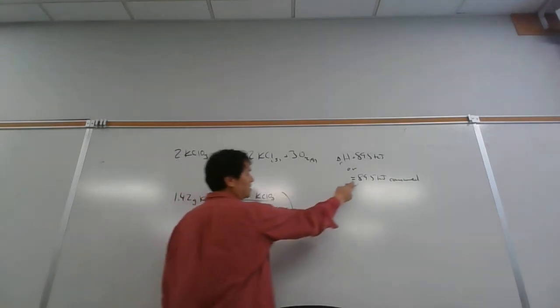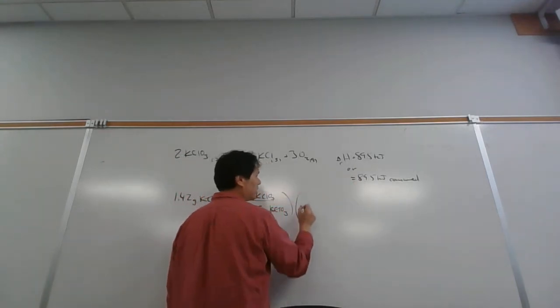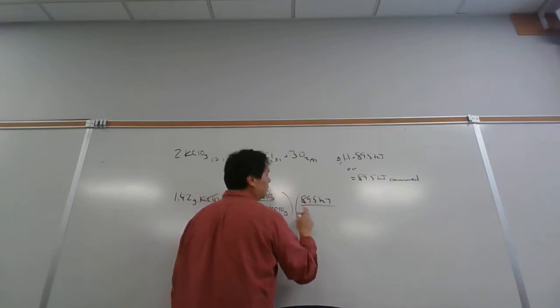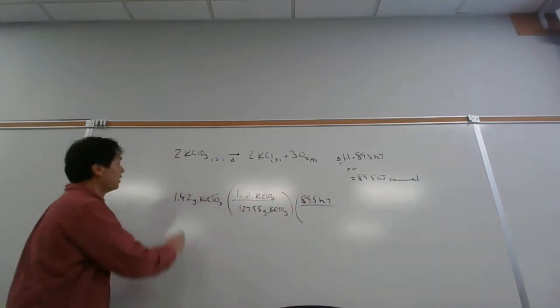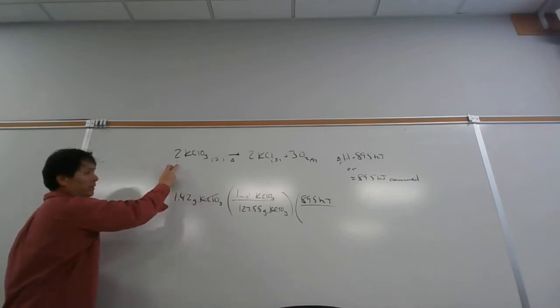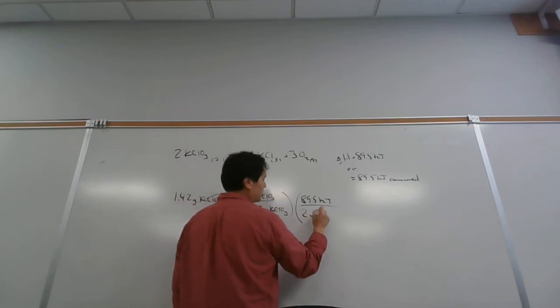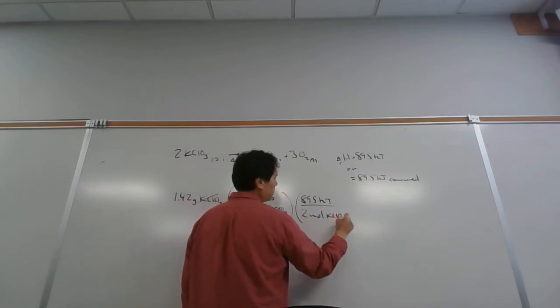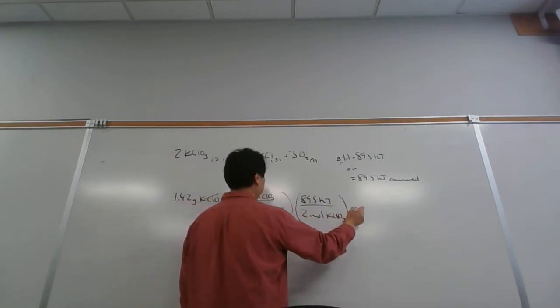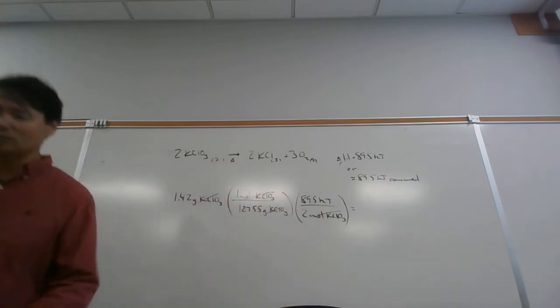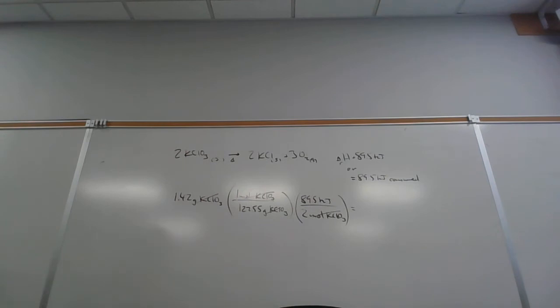Once I have moles of KClO3, then I'm going to use this as a conversion factor. 89.5 kilojoules of heat is consumed for every how many moles of KClO3 as written? 2 moles of KClO3. So this is going to be per 2 moles of KClO3. And so the moles of KClO3 cancel, and that should leave us with how many kilojoules of heat I have to add to get this to decompose.